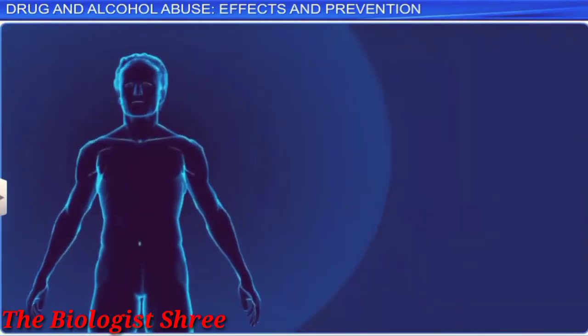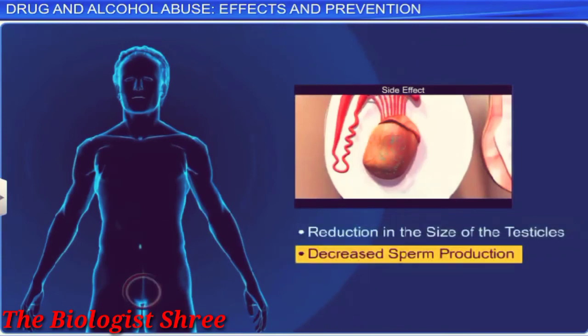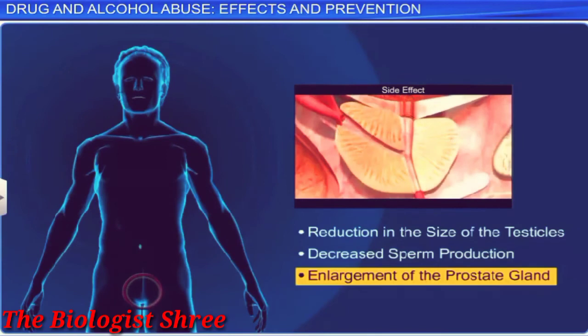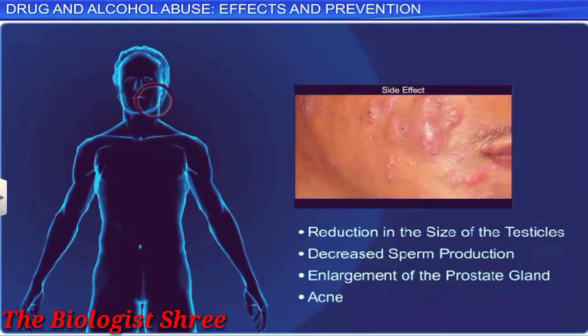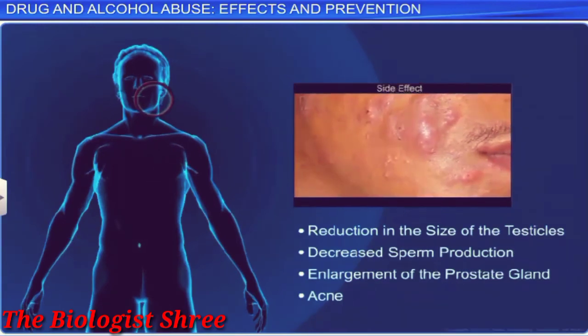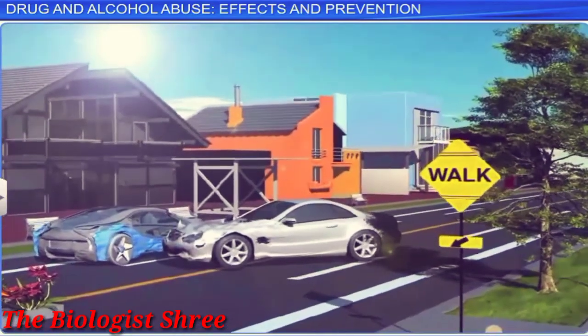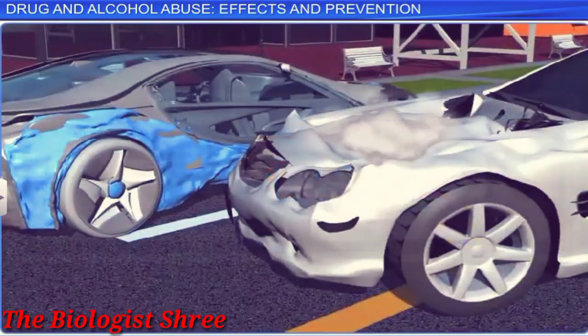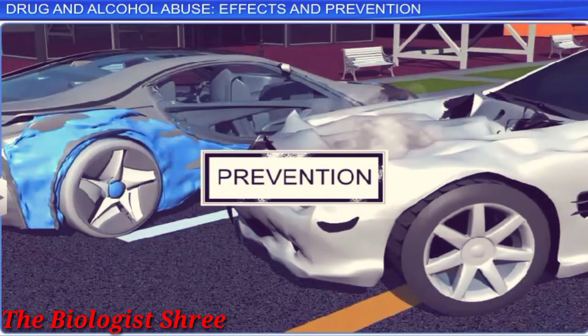Likewise, in men, they result in reduction in the size of the testicles, decreased sperm production, enlargement of the prostate gland, and acne. In case of chronic use, these effects could be permanent. In adolescents, apart from severe facial and body acne, it can also result in stunted growth due to the permanent closure of growth centers of the long bones. Keeping in mind the severity of the damaging effects of drug abuse, it is better to focus on prevention of drug abuse, especially among adolescents, as they are most vulnerable during this period.